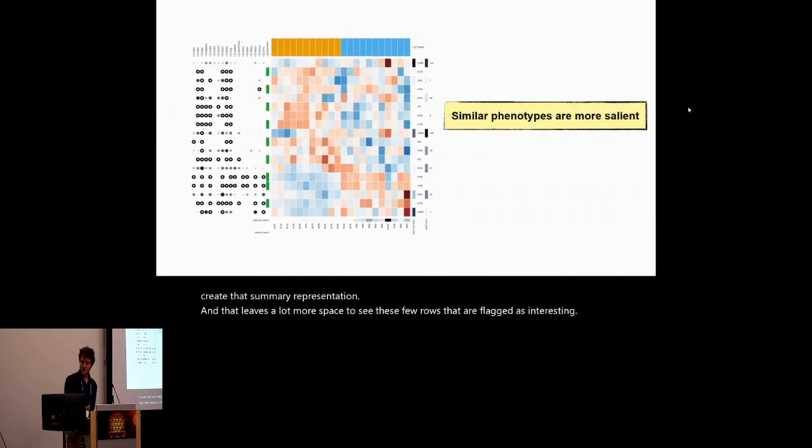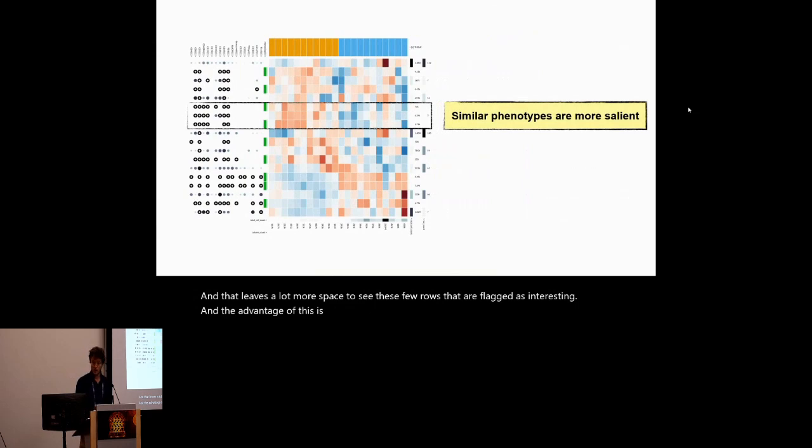And the advantage of this is that you get a little bit more context here, right? Here we see our interesting rows with this uninteresting row. It was not flagged, but it actually appears very, very visually similar.